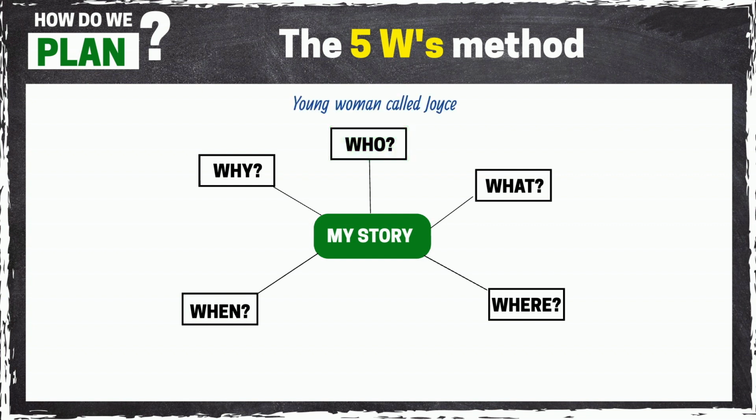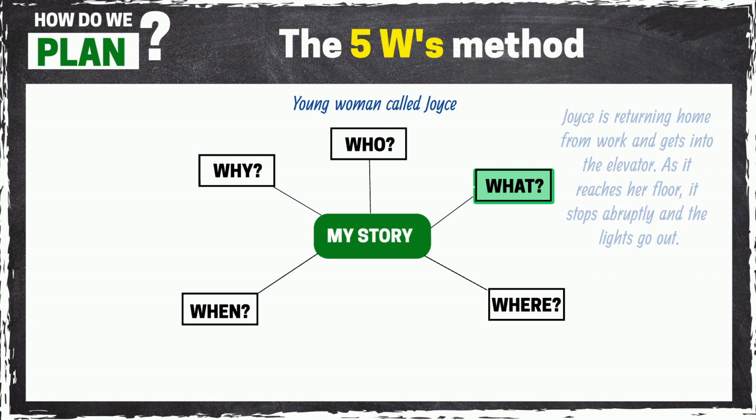Moving on to the what. What happens? Well, Joyce is returning home from work and gets into the elevator. As it reaches her floor, it stops abruptly and the lights go out.